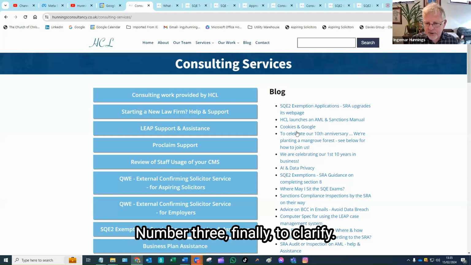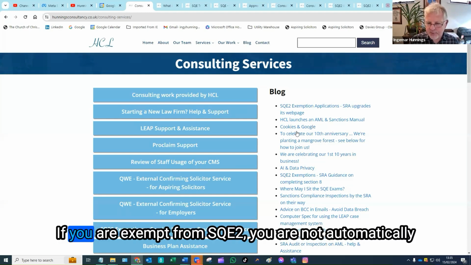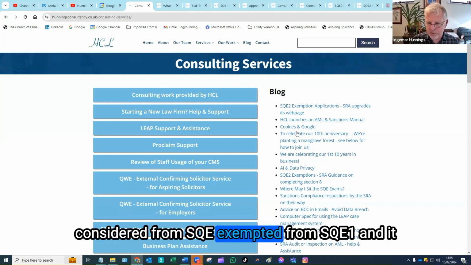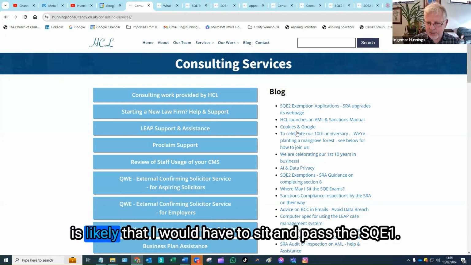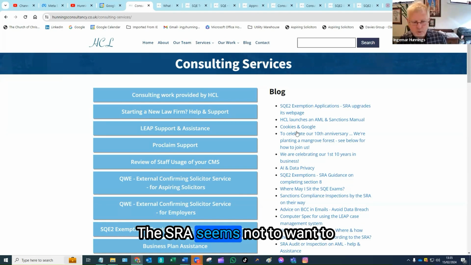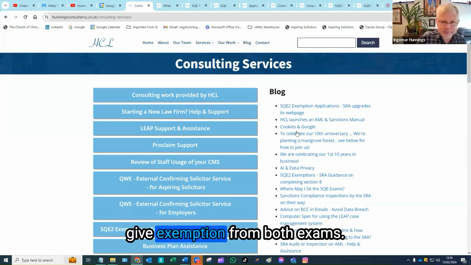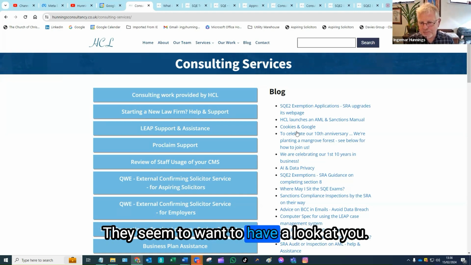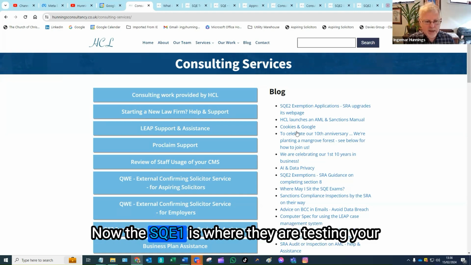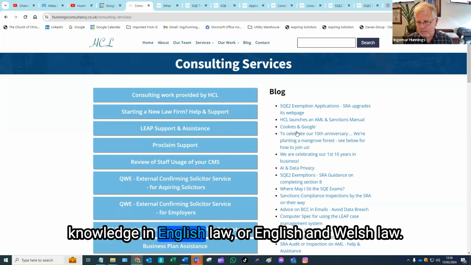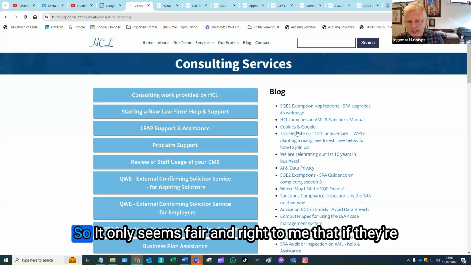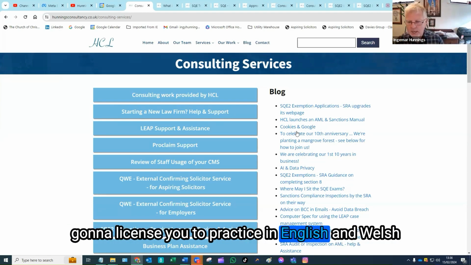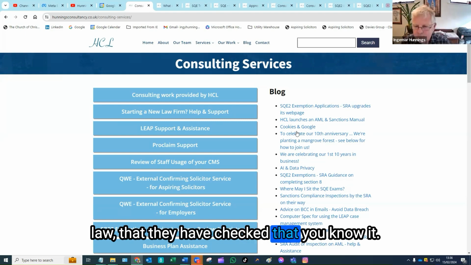Number three, finally, to clarify, if you are exempt from SQE2, you are not automatically considered exempted from SQE1, and it is likely that I would have to sit and pass the SQE1. This is correct. The SRA seems not to want to give exemption from both exams. They seem to want to have a look at you. Now, the SQE1 is where they are testing your knowledge of English law or English and Welsh law. So it only seems fair and right to me that if they're going to license you to practice in English and Welsh law, that they have checked that you know it.